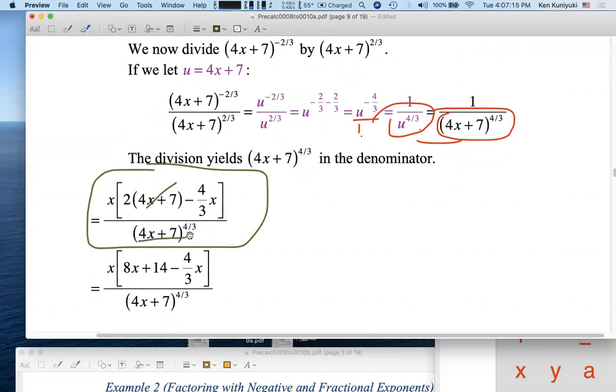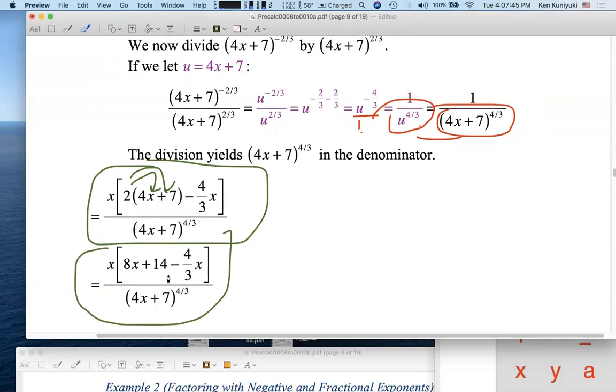Can I divide with these guys? No, because the 4x plus 7 is too deeply embedded in there. Okay, we have 2 terms inside the brackets. It's a mess. However, 2 times the quantity 4x plus 7, we can distribute. That's natural, all right? So 2 times 4x is 8x, 2 times 7 is 14. Not a problem. So now we're up to here, equals x times the quantity, 8x plus 14 minus 4/3 x, all over 4x plus 7 to the 4/3 exponent.